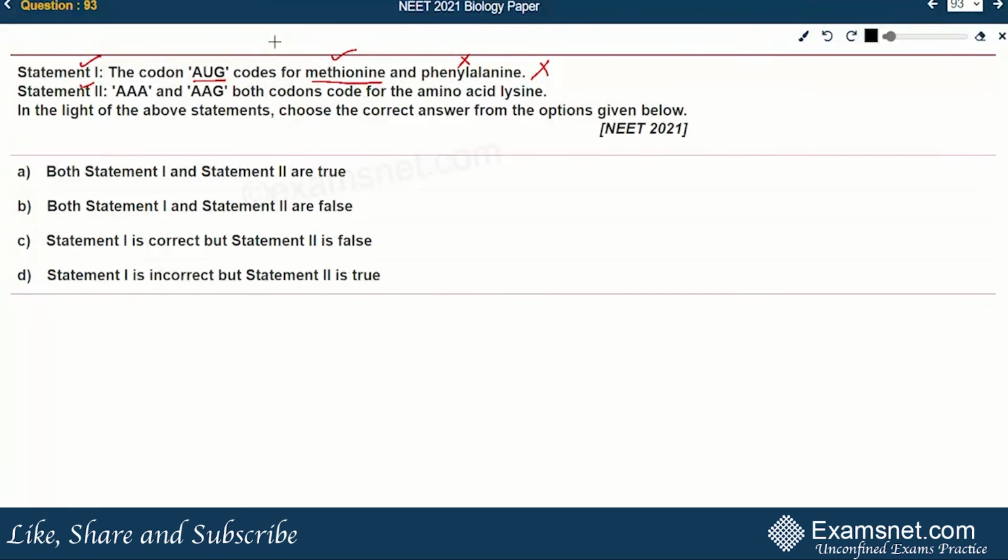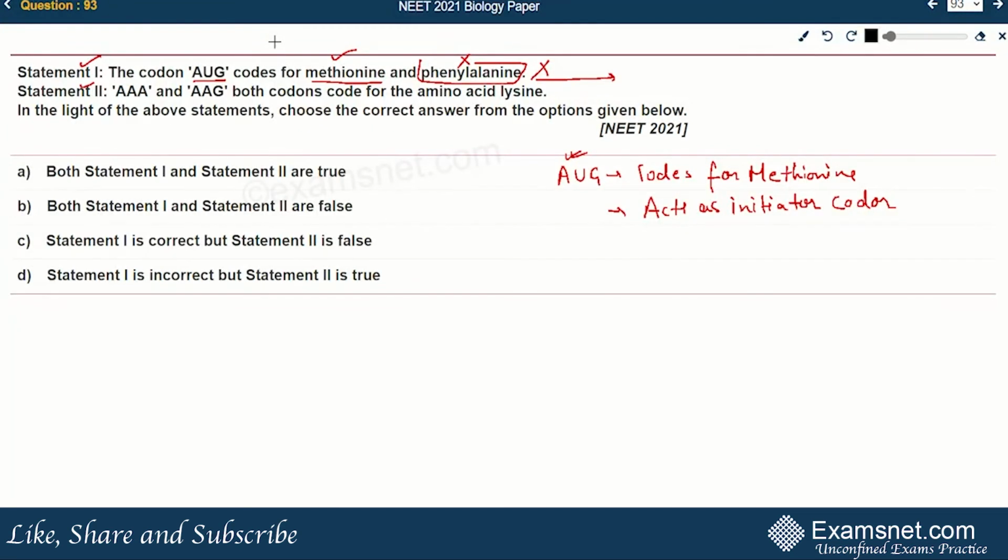So here you should remember that AUG has dual functions. First, it codes for methionine. Additionally, it also acts as initiator codon during the process of translation. So the translation starts by this codon. So the first statement is incorrect. But what is the codon used for phenylalanine? Two codons are used for phenylalanine. These are UUU and UUC. So also remember this thing.